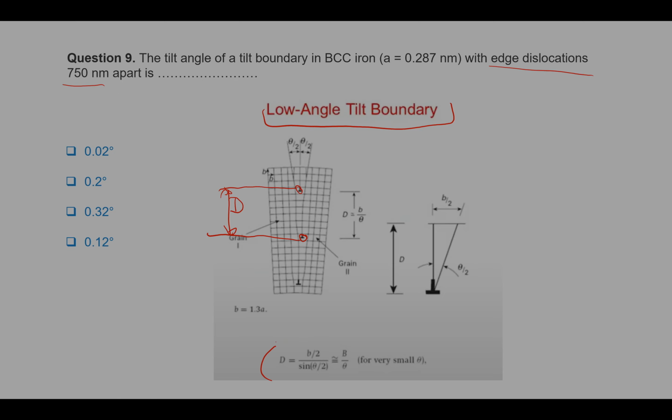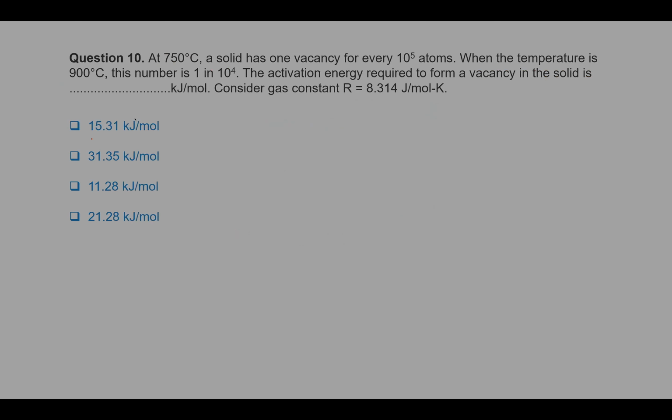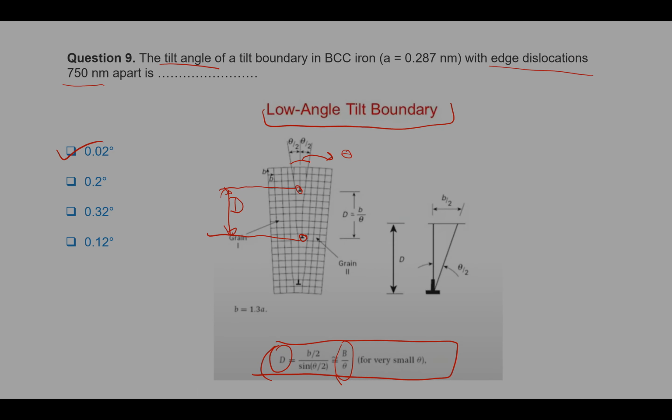Here is the formula that we can apply and we'll get the answer. So D is already given, and this angle is theta that we have to calculate. Since the value of this angle is very low, we can directly put this value and this value. So we'll get the value of the tilt angle. The answer will be 0.02 degree. You can calculate it.